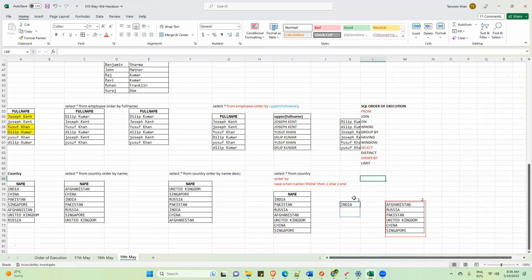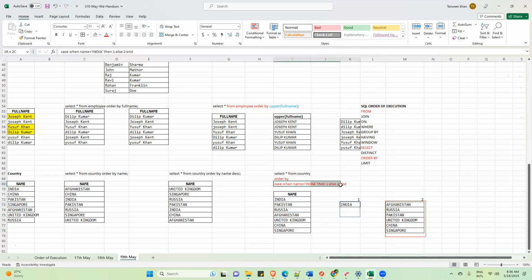Now you have 2 buckets, bucket number 1 and bucket number 2. In bucket number 1, you have India. In bucket number 2, you have all these values, Afghanistan, Russia, Pakistan, and this is totally random, guys. Don't think that Tanvir has placed Afghanistan on the top for a reason. If you want, you can keep Singapore on the top. There is no logic here, I just randomly placed these values, okay?